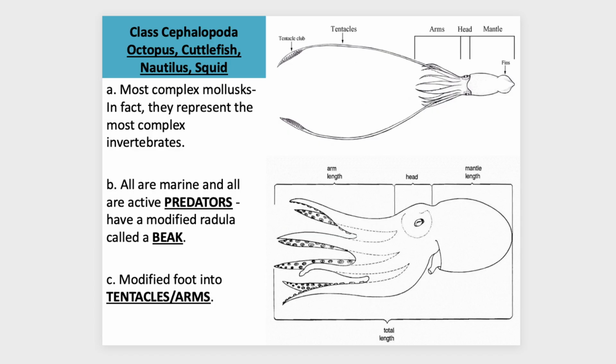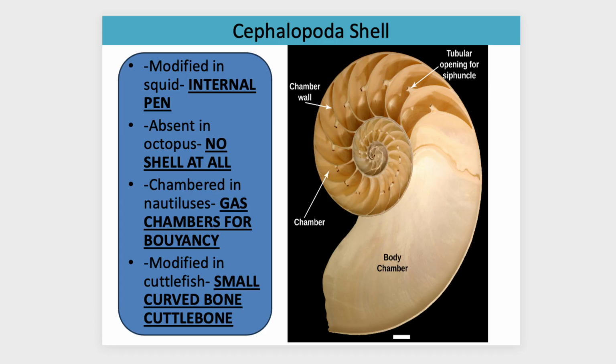So for our class Cephalopoda, think cephalic, which would be a head. This would be the octopus, cuttlefish, nautilus, and the squid. These are the most complex mollusks in the phylum Mollusca. They are all marine, and they are all predatorial. They do have a modified radula, which is called a beak. And its foot is modified into its tentacles and arms, which we'll look at.